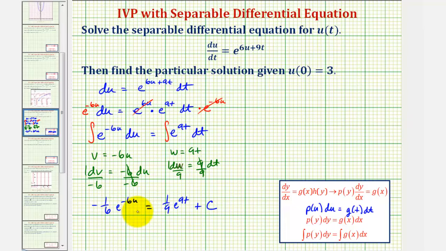Let's begin by multiplying both sides of the equation by negative 6. Let's go ahead and call this c sub 1 instead of c. So now we'd have e to the power of negative 6u equals, this would be negative 6/9 e to the 9t, or negative 2/3 e to the 9t. And then let's let negative 6 times c sub 1 be c, so we can just write plus c.